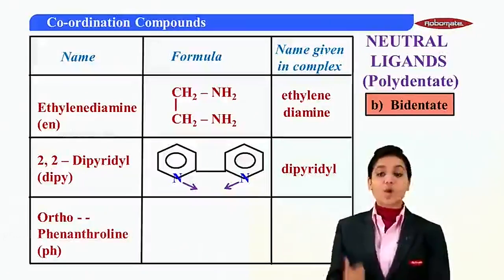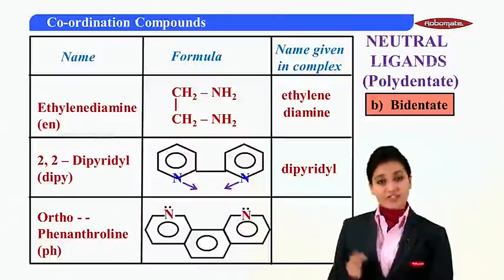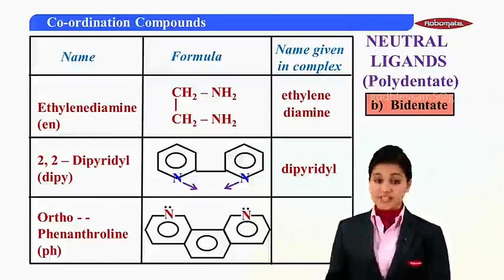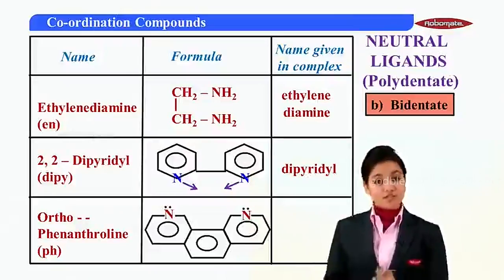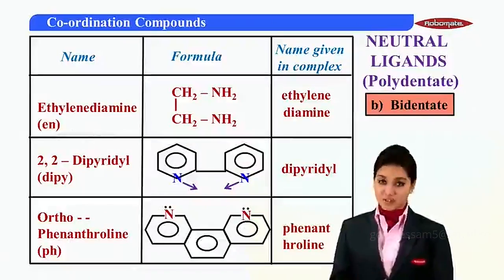The third one is orthophenanthroline, and here comes the structure. Again if you see, we have 2 nitrogen, 2 donor atoms, that means 2 coordinate bonds, and of course it is again a bidentate ligand. The name given is phenanthroline.